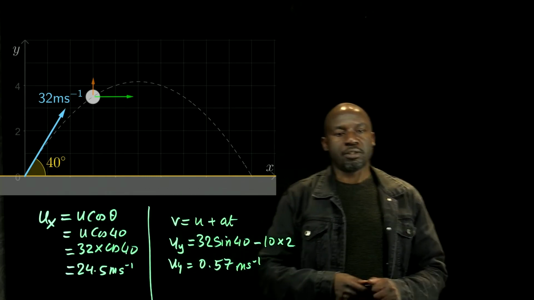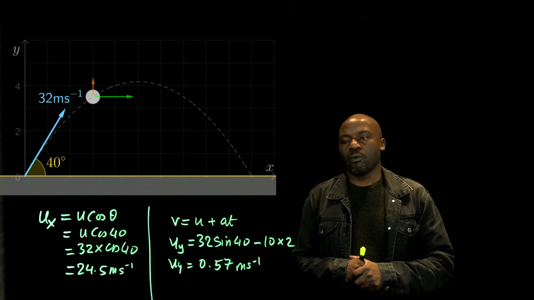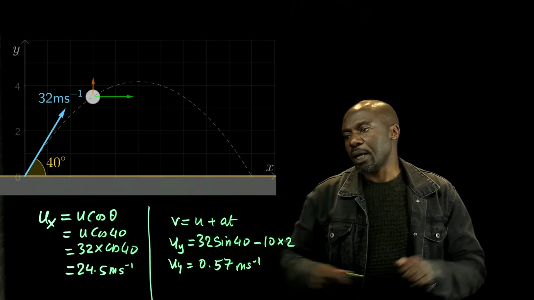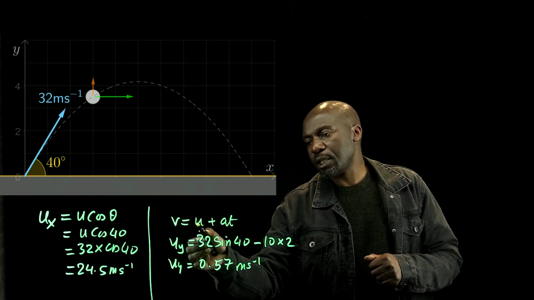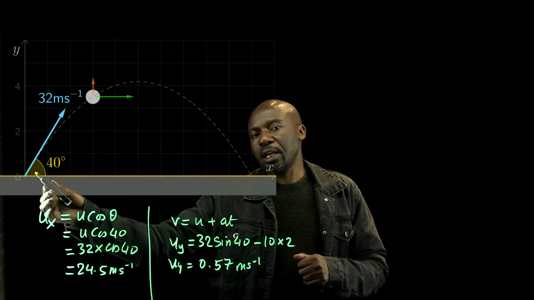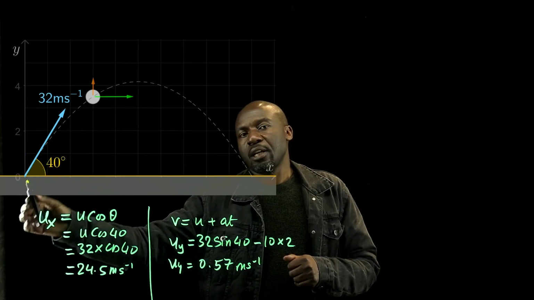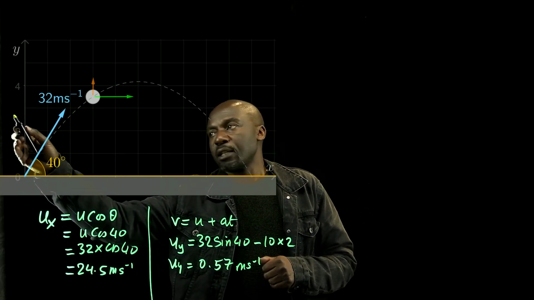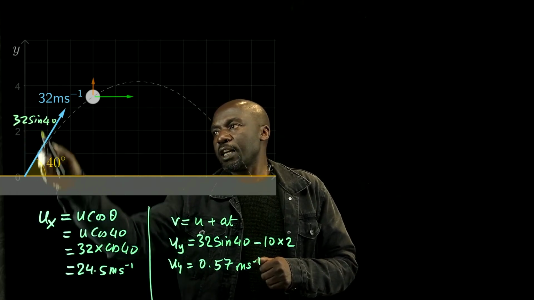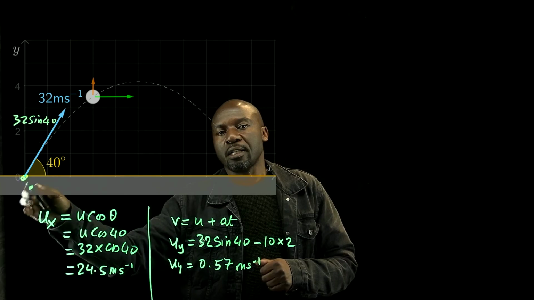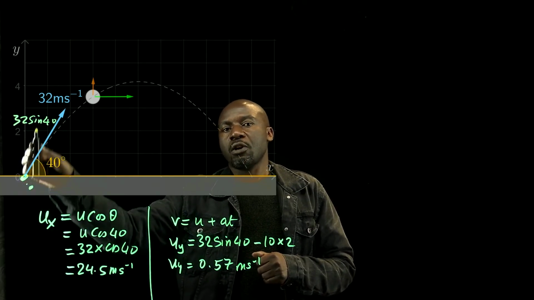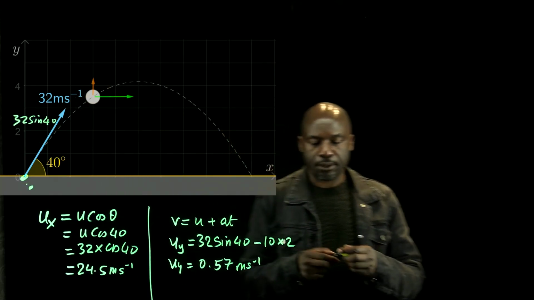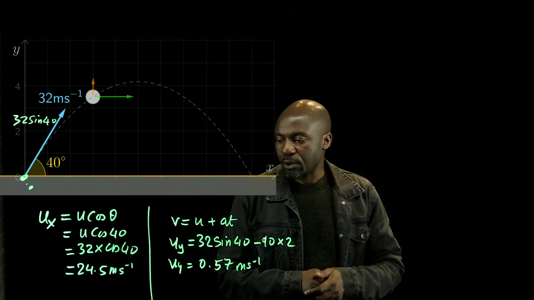This becomes the horizontal velocity. I hope this makes sense. Once again, let me know if you need further explanation, especially how I got here. Remember, the final velocity is the initial velocity plus at, but the initial velocity in the vertical direction is u sine of theta. So in this case, it is 32 sine of 40. That's the initial velocity at the bottom there, on its way up. As it moves upwards, that velocity decreases, and it will decrease to 0.57 after 2 seconds. All right, we'll look at the next question.